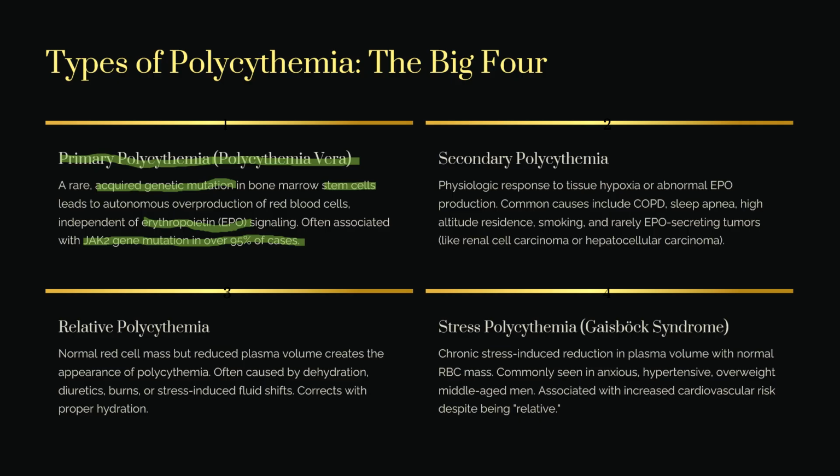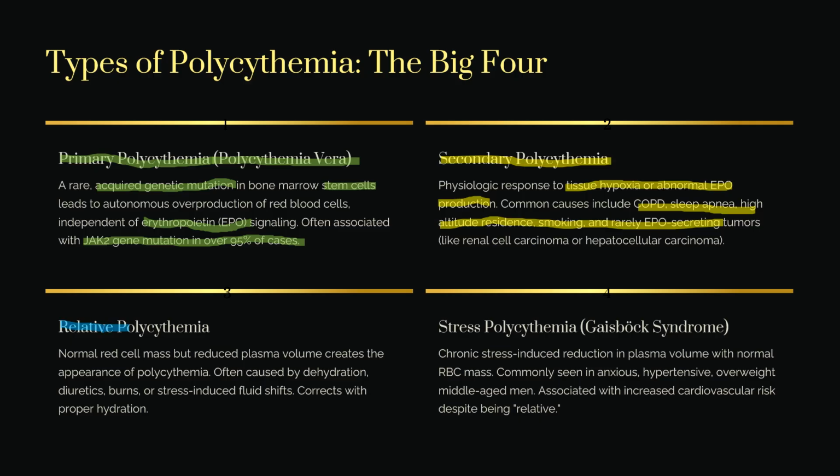Now, the secondary polycythemia is due to the physiologic response to tissue hypoxia or abnormal EPO production. There are different common causes like COPD, sleep apnea, high altitude residents, etc. Most of them come from habits. So it is due to tissue hypoxia or abnormal EPO production. EPO means erythropoietin.